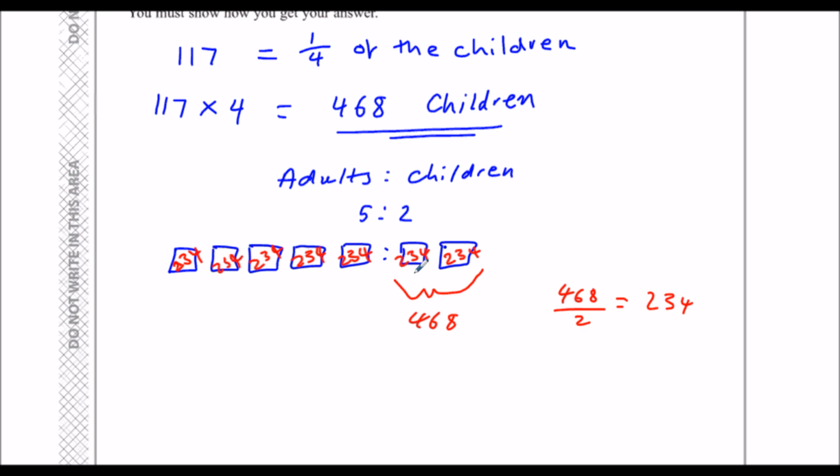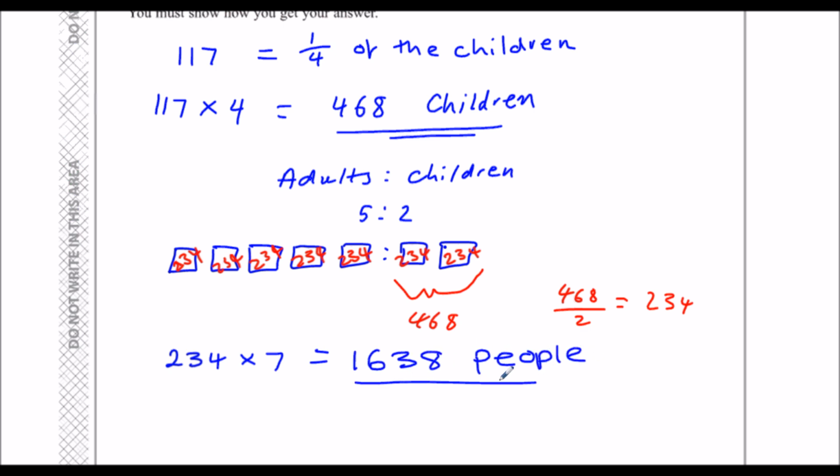234 each, and there are 7 of them: 1, 2, 3, 4, 5, 6, 7 parts. So 234 times 7 will tell us how many people there are in total, and that is 1,638. So now we know how many people are in the theatre.